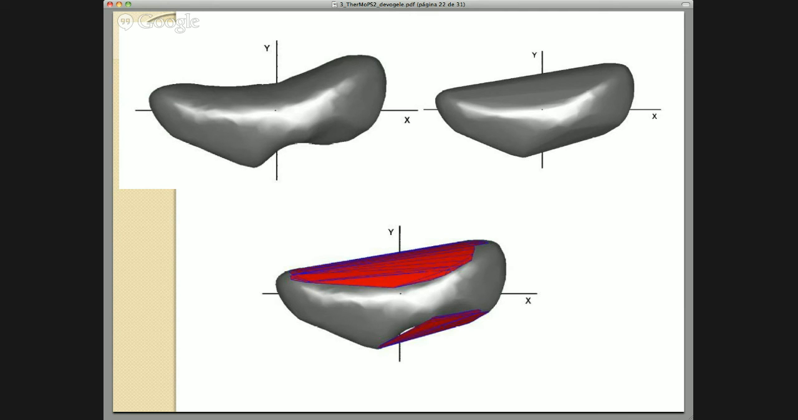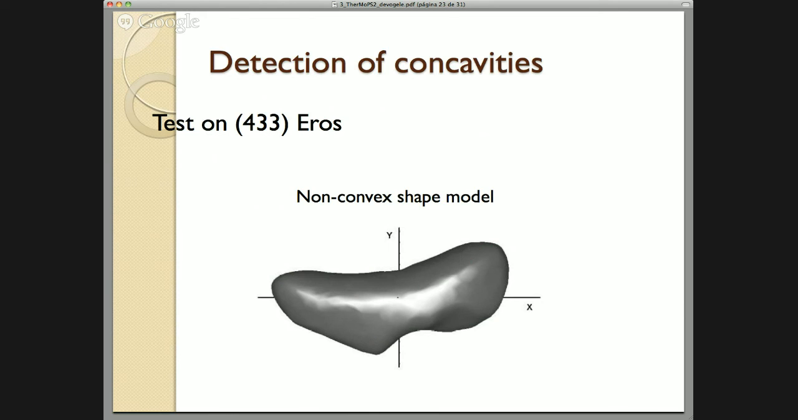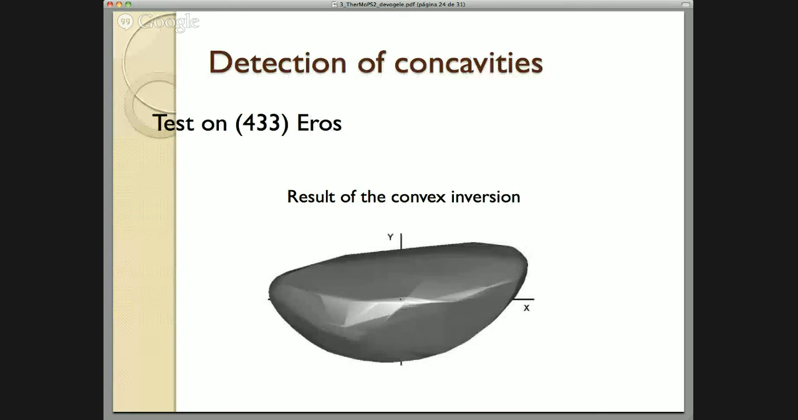It's a perfect world. But we also tried on the non-convex shape model obtained by means of light curve inversion. So this was possible for Eros. So here are the results of the convex inversion. We can see that it's quite similar to the convex hull, but not the same. And we applied our method to this shape model. And the result is here.